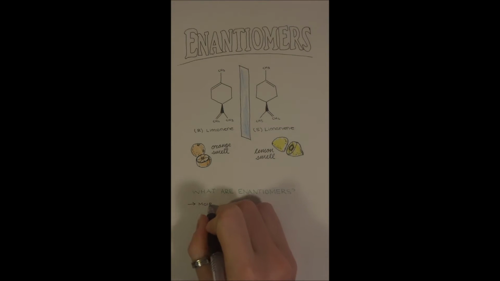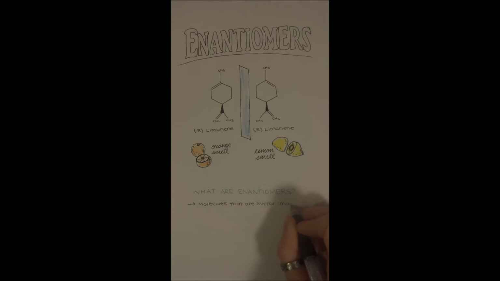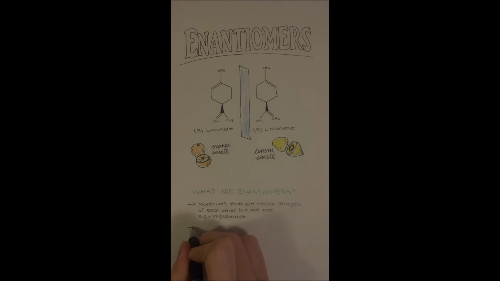So, what are enantiomers? They're molecules that are mirror images of each other but are not superimposable. We'll talk about what that means later. They're differentiated by labeling one as the R molecule and the other as the S, and they're stereoisomers, meaning they have the same molecular formula, the same configuration of atoms, giving them the same IUPAC name, but they differ only in the spatial arrangement of their atoms.